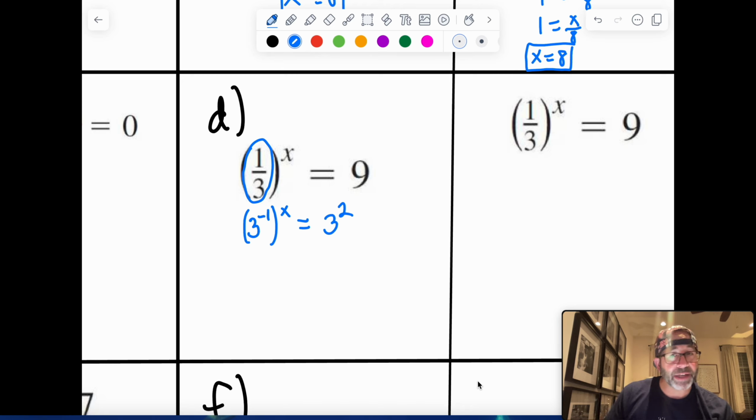That means that once my bases are the same, I could focus on the powers. We have negative x is equal to 2, which means that x equals negative 2.